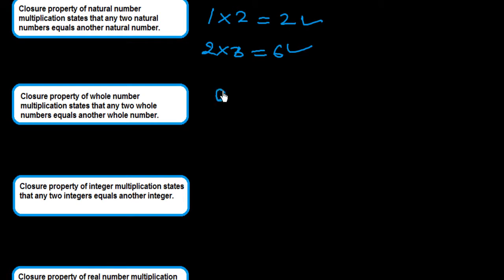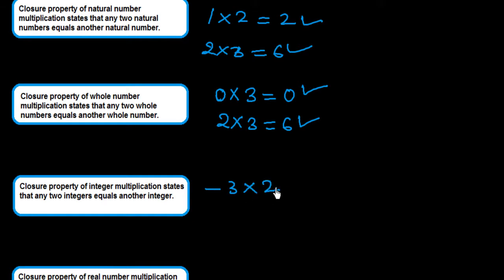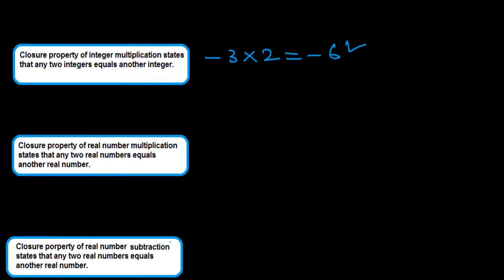If we multiply 0 with 3, we get 0. 0 is a whole number. If we multiply 2 into 3, we will get 6 here. It is also a whole number, so it is also closed here. Now we study the closure property of integer multiplication, which states that any two integers give another integer. So minus 3 into 2 is minus 6, which is an integer. So in this way we get an integer if we multiply two integers, so it is also closed here.